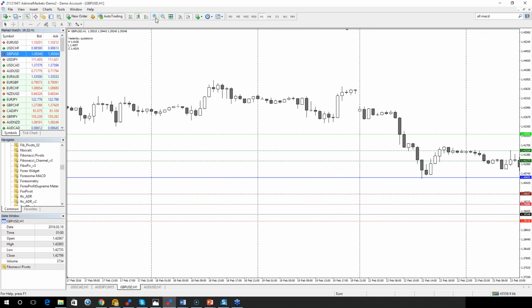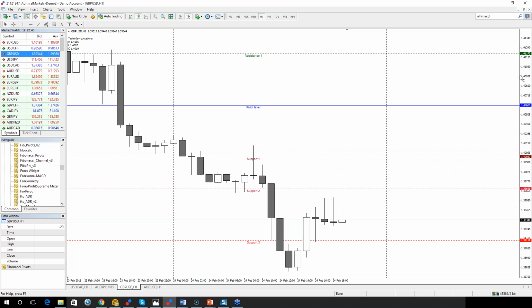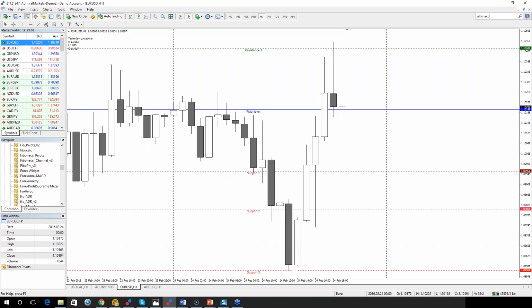Here, and you can find it here also. See, the price has broken support 1, retested the support, and continued in the main trend direction. Okay, so you can see it here. Also, you can use it on every other pair.